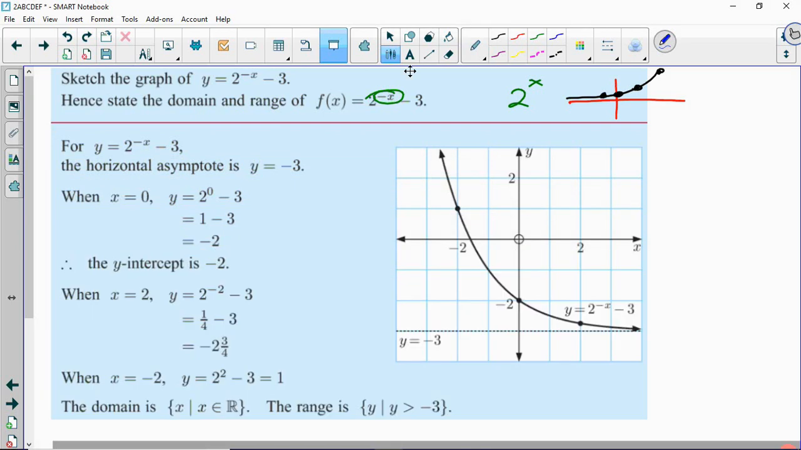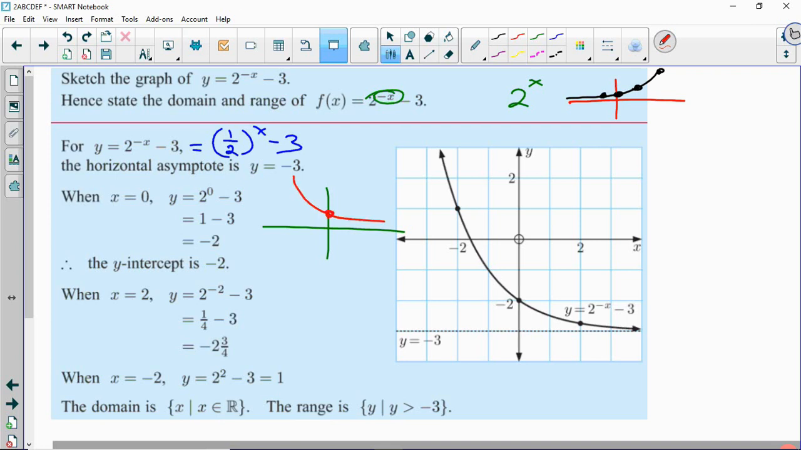But again, there's different ways to think about it because we could incorporate that negative into the base and we could rewrite this as actually 1/2 to the power of x minus 3. And then we could think about what does the graph of y equals 1/2 to the x look like. And that's going to be exponential decay. And it's going to go like this.